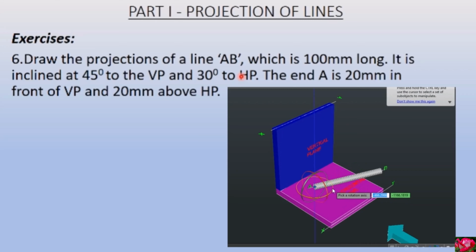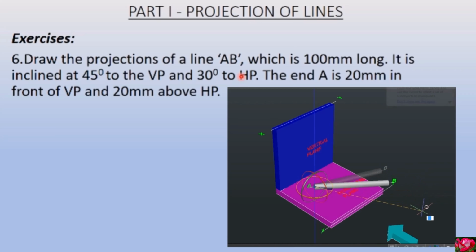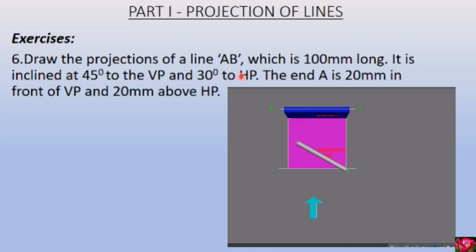Because it is mentioned, the angle is 45 degrees. So you see that I have made the angle of inclination of the line with respect to the vertical plane as 45 degrees, which will be observed while we are viewing from the top. So we will draw this top view in this fashion.